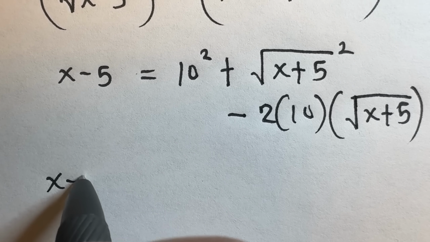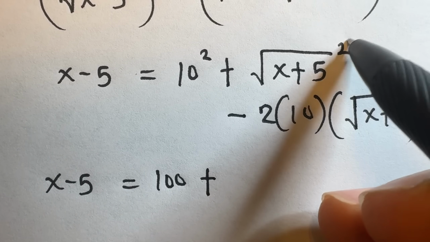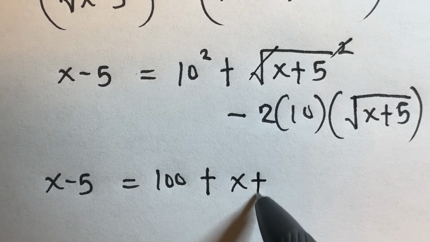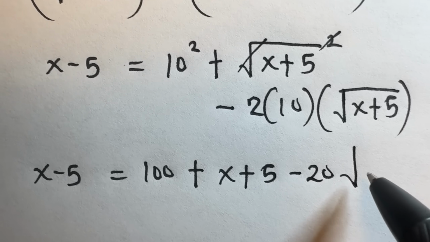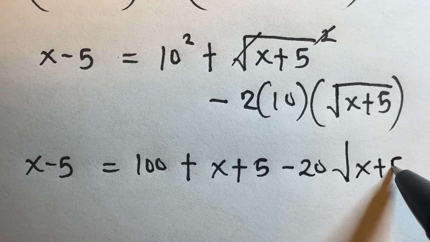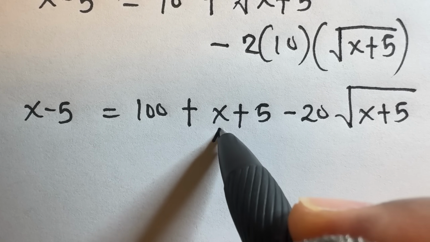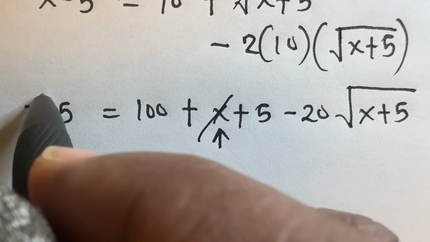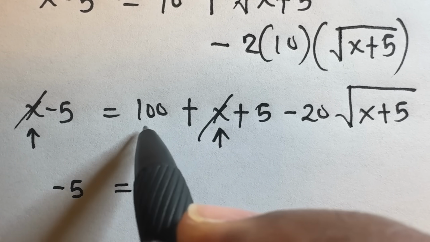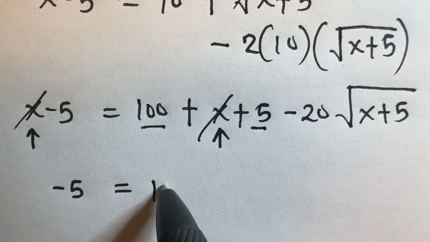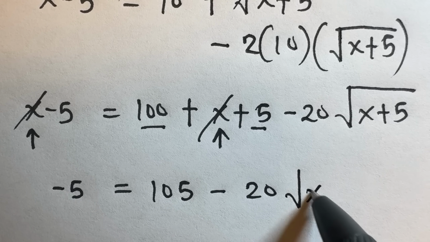This gives us x minus 5 is equal to, this will be 100 plus this here takes care of this. So we have x plus 5 minus, this will be 20 root x plus 5. So here we have x, here we have x. I can get rid of those. So we have minus 5 here is equal to 100 plus 5 here will give us 105. Then minus 20 root x plus 5.